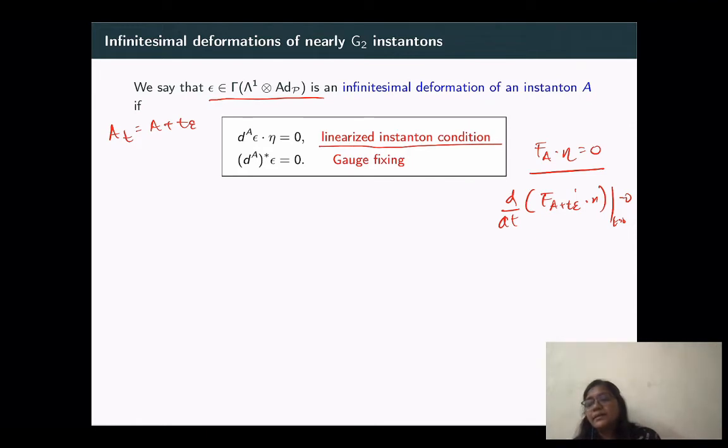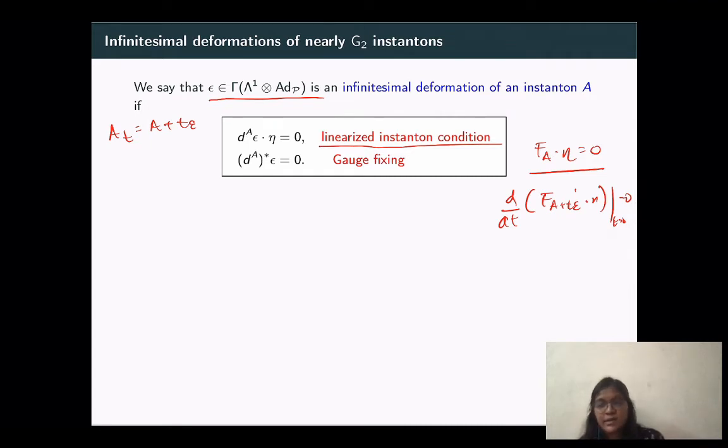So again, the definition of the infinitesimal deformation of the G2 instanton does not depend on the torsion. It will remain the same even if you are working with some other torsion. Only the properties of the spinor eta would change.